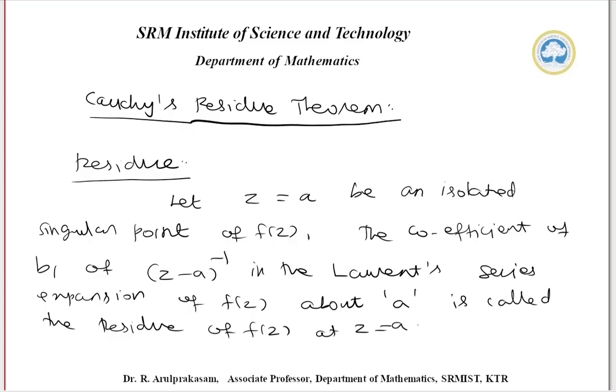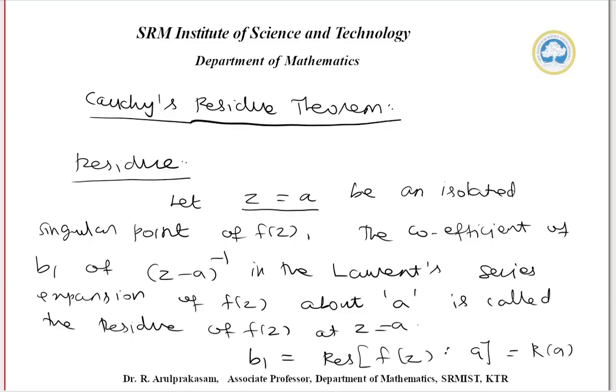Generally, it is denoted by b1, or the residue of the function f of z at a point a. Otherwise it is also denoted by residue of a. That is the definition. What is the meaning of residue? The point a is the isolated singular point of the function f of z.